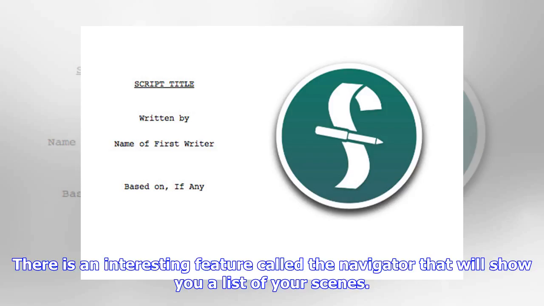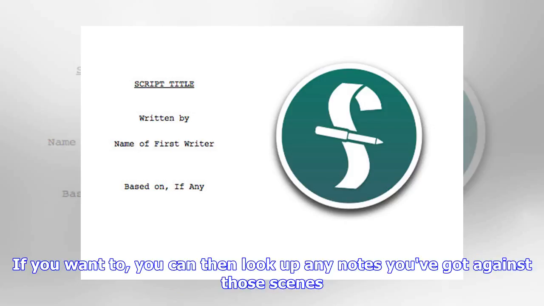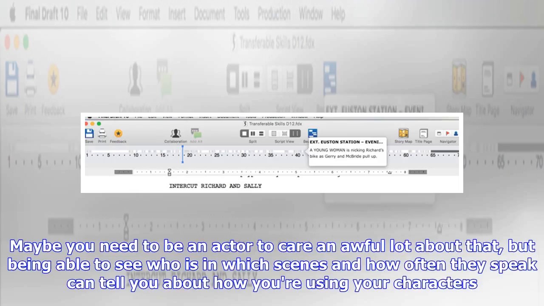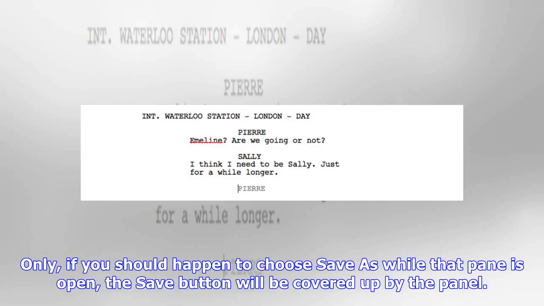There is an interesting feature called the Navigator that will show you a list of your scenes. If you want to, you can then look up any notes you've got against those scenes. Best of all, you can click on characters and a pane will show you every scene a given character is in. Maybe you need to be an actor to care an awful lot about that, but being able to see who is in which scenes and how often they speak can tell you about how you're using your characters. Only, if you should happen to choose Save As while that pane is open, the Save button will be covered up by the panel.